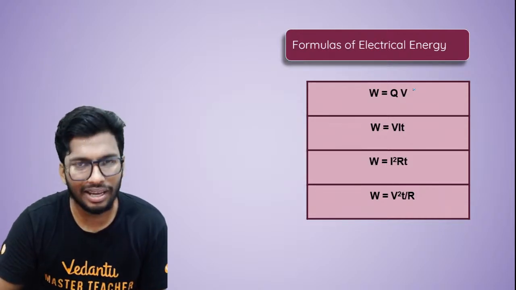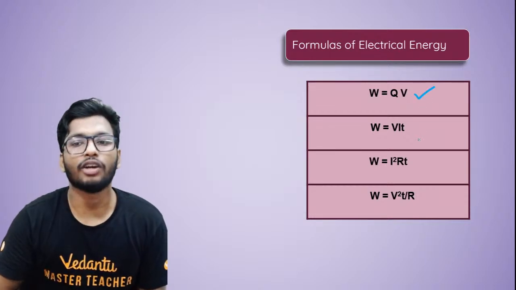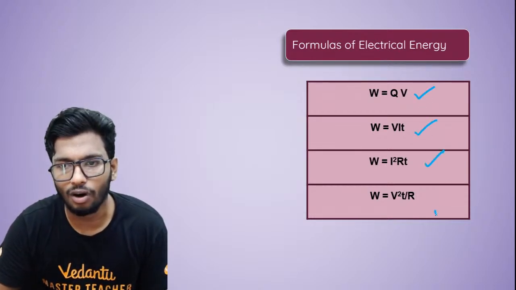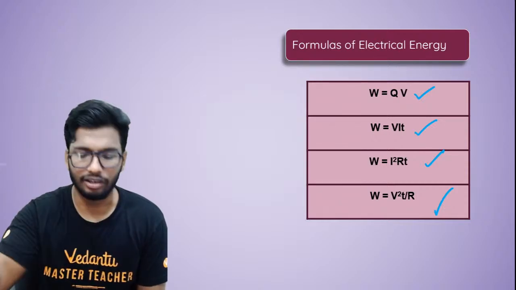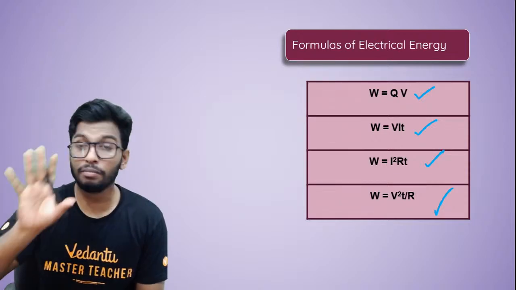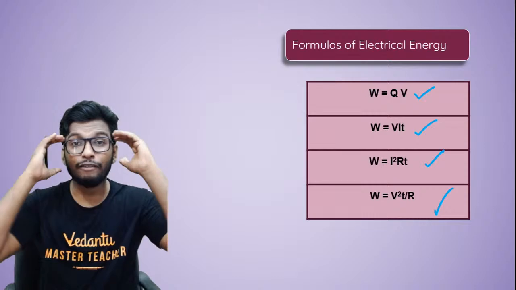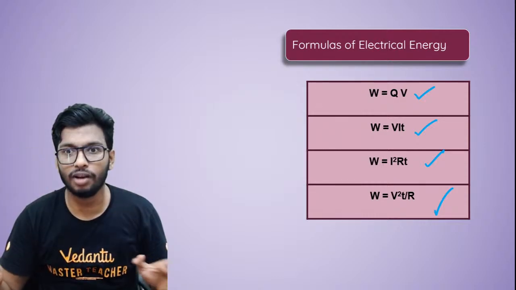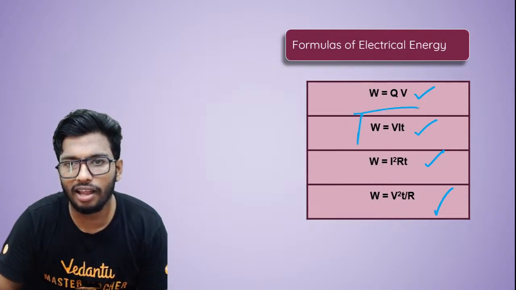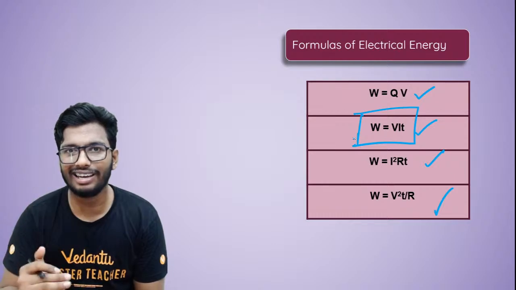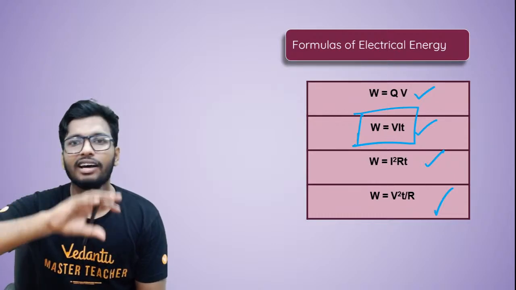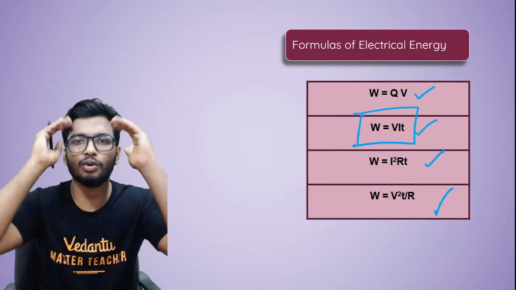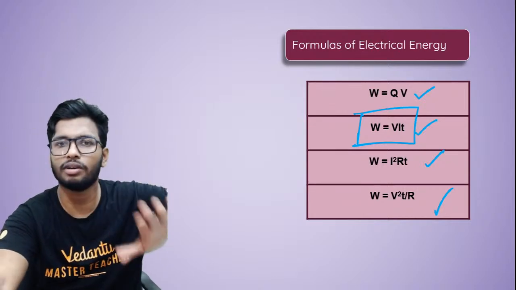So the basic formula, work done is equal to Q into V. You can also write it as VIT, I square RT, or V square by R into T. Any of these formulas can be written, but you don't have to break your head to remember all of them. Remember this one formula, use Ohm's law accordingly, whichever is the known value in the numerical given, rearrange the equation accordingly and get the answer. That's what I'm trying to say.